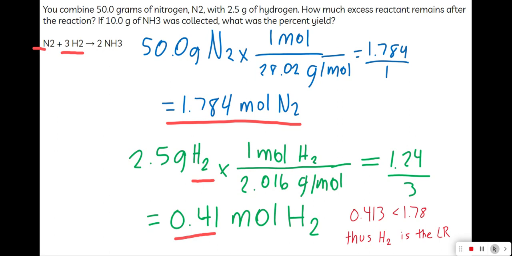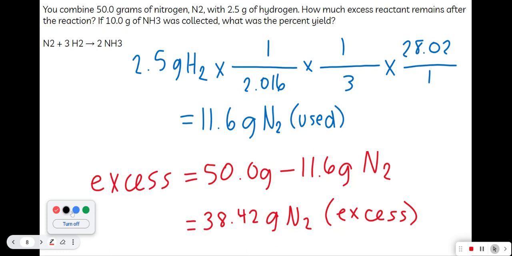So when we take 0.41 and we have 1.78, which one's greater? 1.78. So once we use up all our hydrogen, we're still going to have some nitrogen left. And therefore, our hydrogen is our limiting reactant.